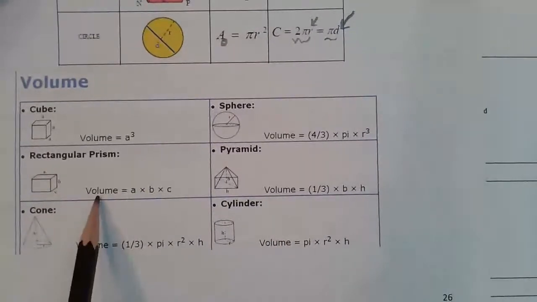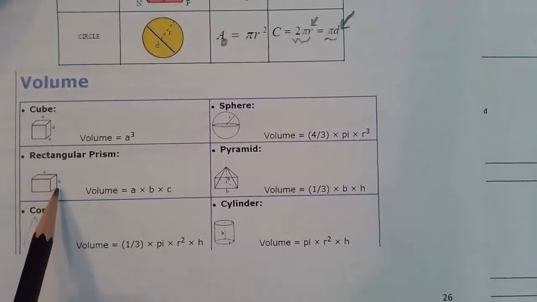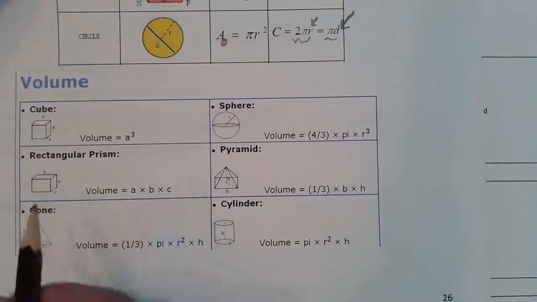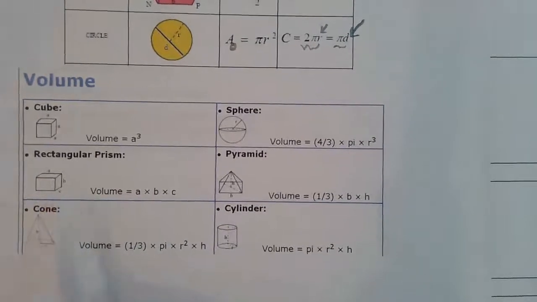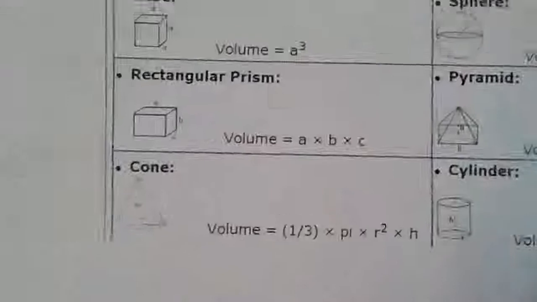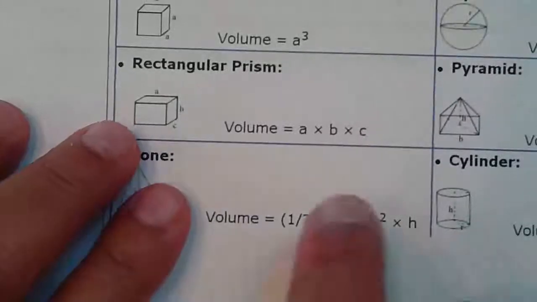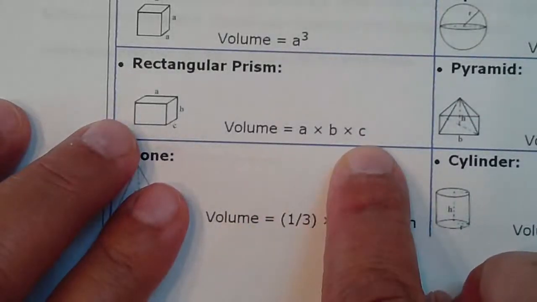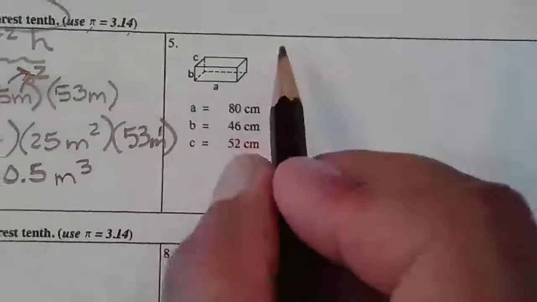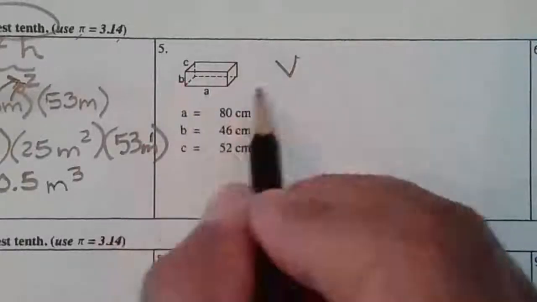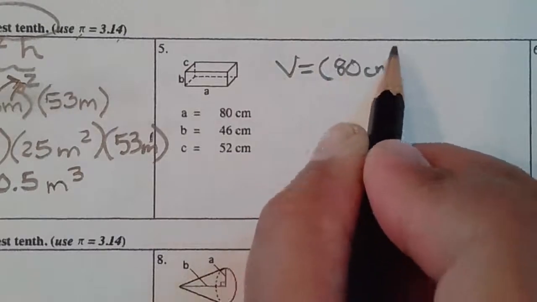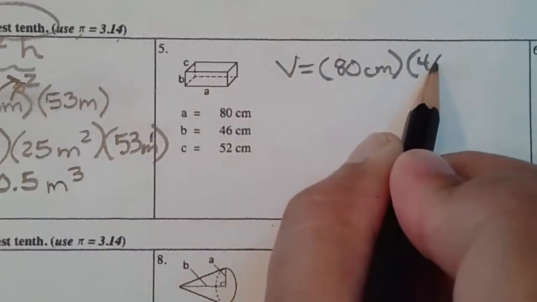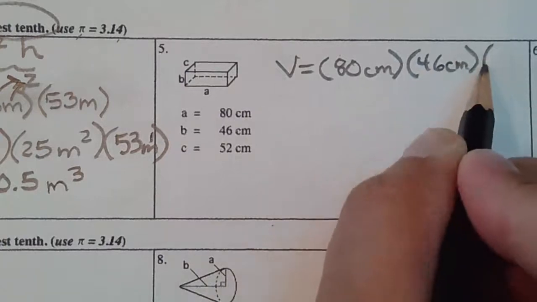You want to do the volume? It's just side times side times side. That's what this formula says. Take the three sides, whatever they happen to be called, but most commonly you're going to have numbers on them. So it's telling you to take the three sides and multiply them together, as well as the unit. So when I go to do this problem right here, the volume of this rectangular prism is side times side times side.